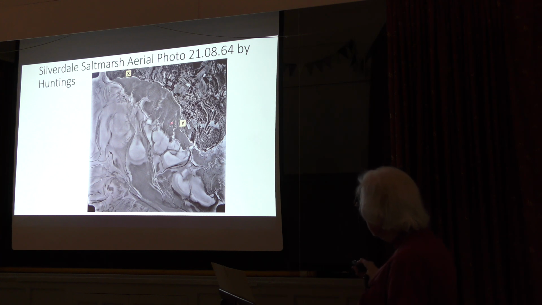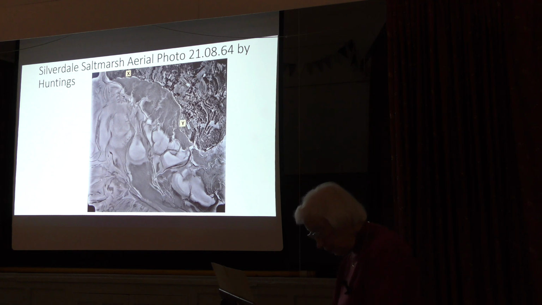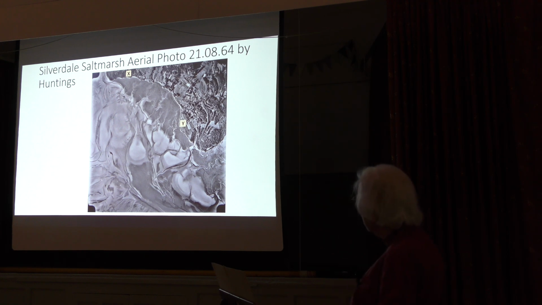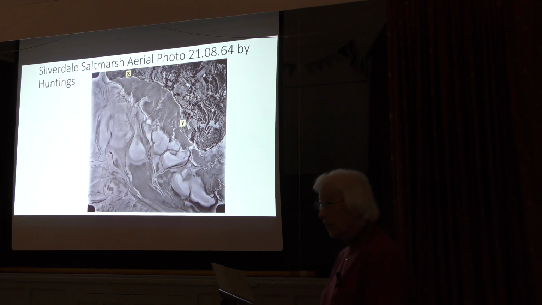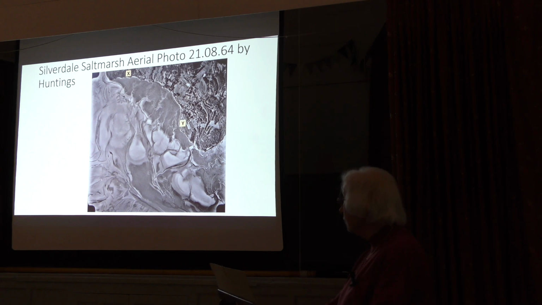You can see that there are channels in the salt marsh. Seaward of the salt marsh there are extensive sandbanks with relatively small channels leading from the creeks. So this was what the situation was in Silverdale in 1964. So quite a distinctive coast which was extensively grazed by sheep and was also used for turf cutting.